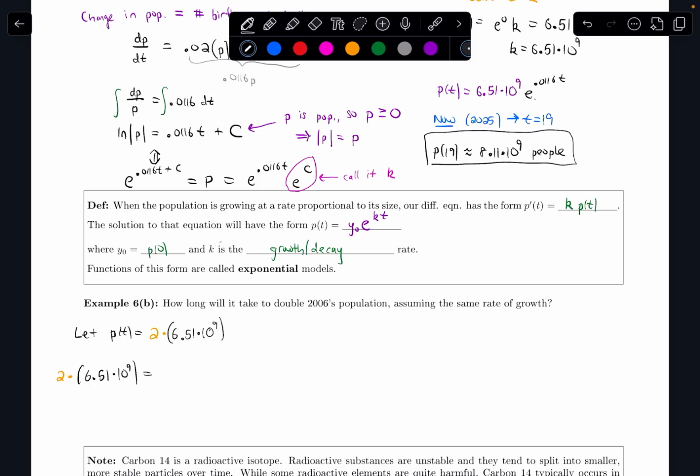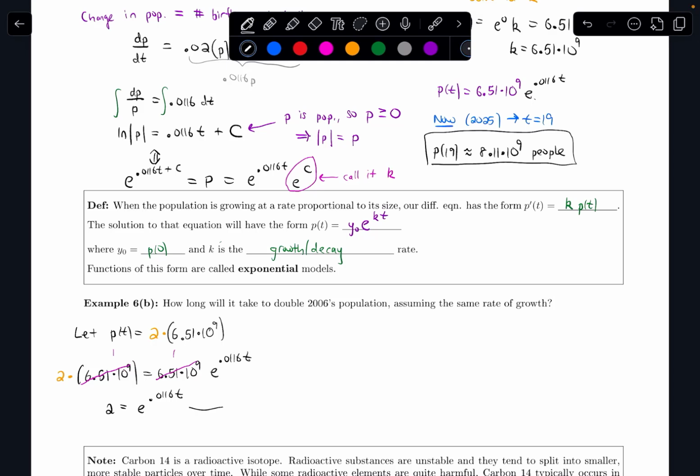That'll be equal to the right side, which is 6.51 times 10 to the 9 times e to the 0.0116t. So I can divide both sides by this 6.51 times 10 to the 9, and that'll leave me with a 1 in both of those spots. So I now have 2 equals e to the 0.0116t, and I have to solve this equation.